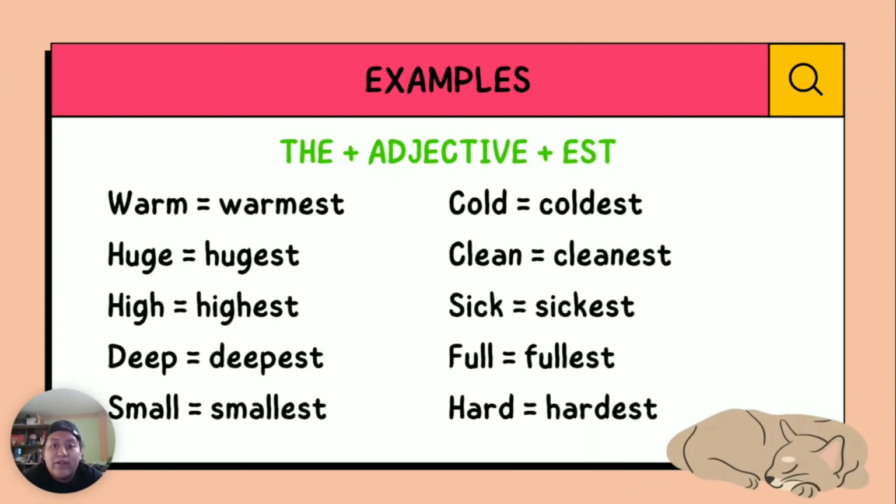Here we have more examples. Warm, warmest. Huge, hugest. High, highest. Deep, deepest. Small, smallest. Cold, coldest. Clean, cleanest. Sick, sickest. Full, fullest. Hard, hardest.